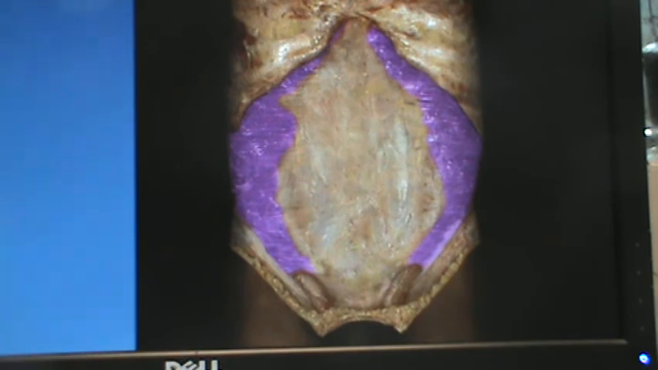What would be the origin of this one? Ileum. What would be the insertion? Pubic crest. And what would be the action? Compresses the abdomen.